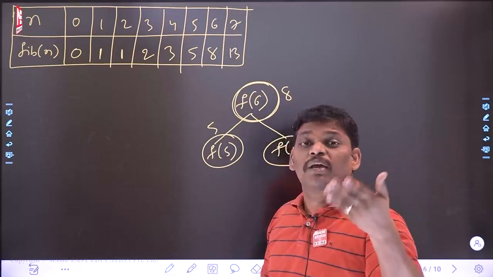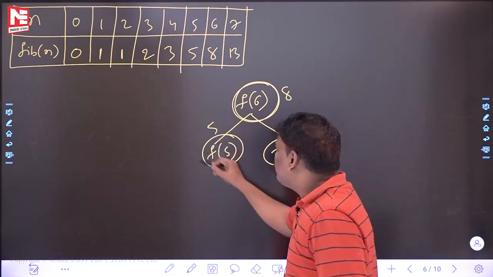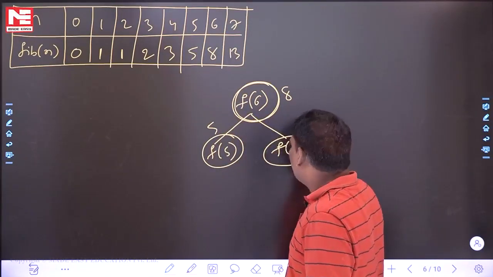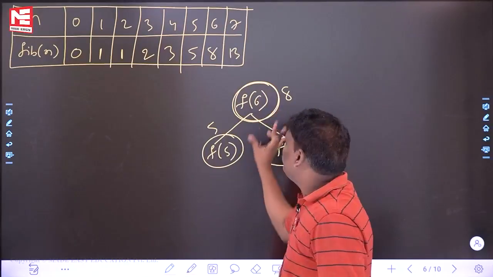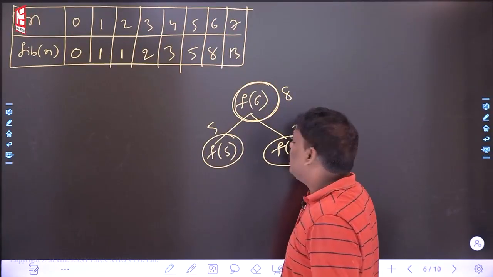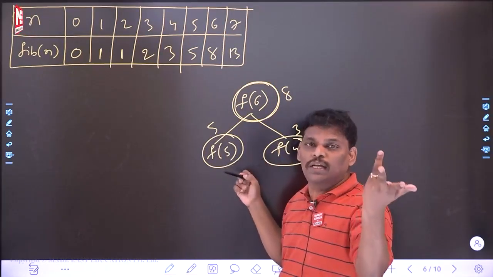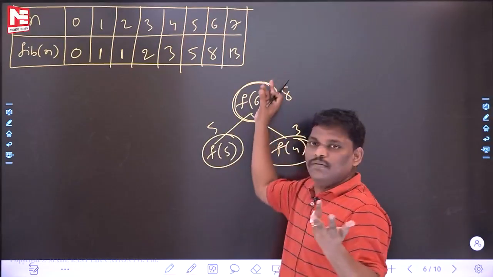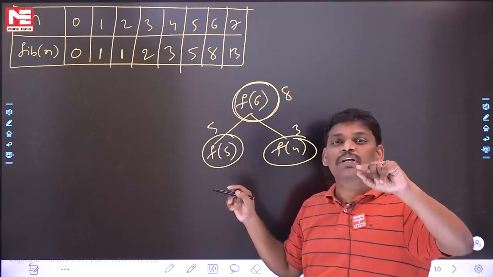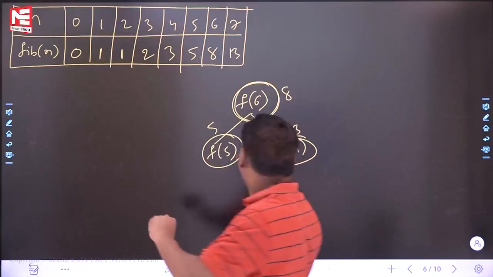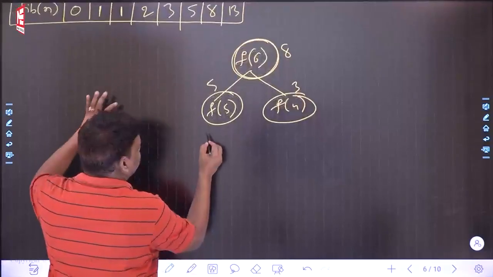Remaining all same. What does that mean? Left, how many elements? 5. Right, how many elements? 3. If you merge them, how much time? 5 plus 3. Merging time complexity is nothing but moves only. 5 plus 3 is 8. Everything is the same except division.